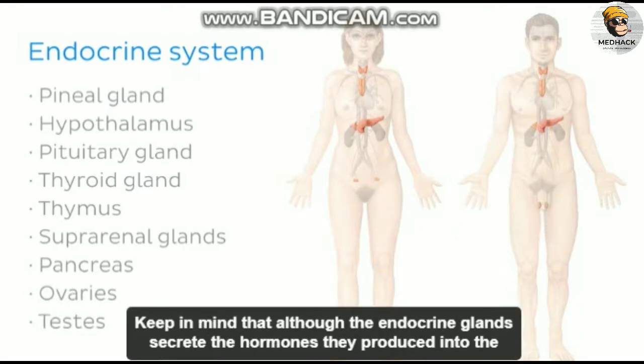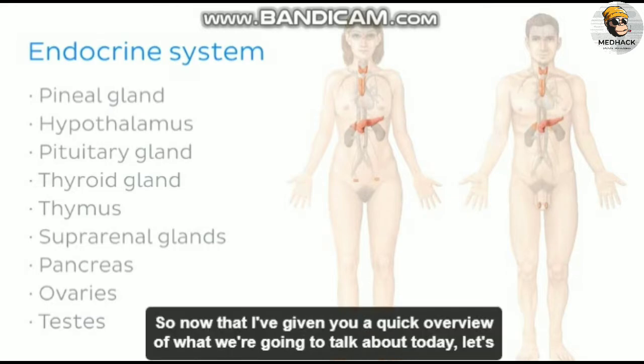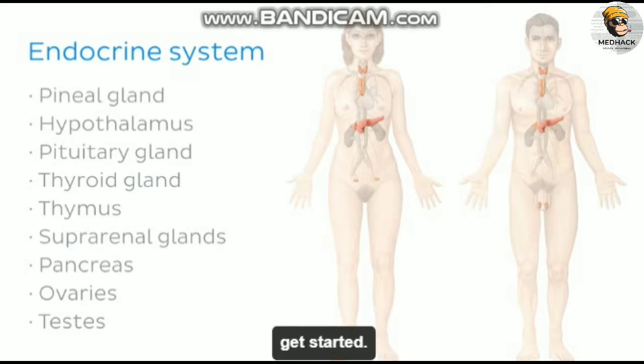Keep in mind that although the endocrine glands secrete the hormones they produce into the bloodstream, the thyroid gland stores its hormone extracellularly as an inactive precursor molecule. So now that I've given you a quick overview of what we're going to talk about today, let's get started.